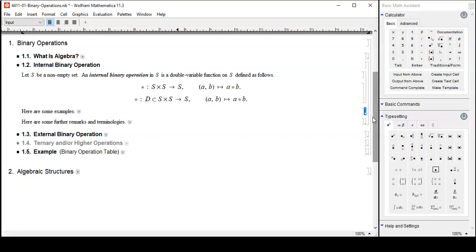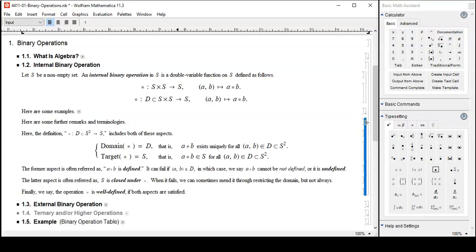Before moving on to the next topic, let's discuss something further about some remarks and terminologies, especially terminologies. Let's come back to this definition here. This definition includes two aspects, which I specified here. The domain is D and the target is S. Let's look at the domain first.